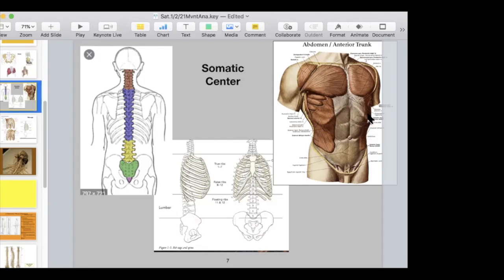Here's the lower rim of the rib cage. Here's the rim coming around the pelvic rim. The pelvic crest is here, and then it comes down across the pubic bone. All of this abdominal area contains your center of gravity. It contains your solar plexus. All of that is within your somatic center.